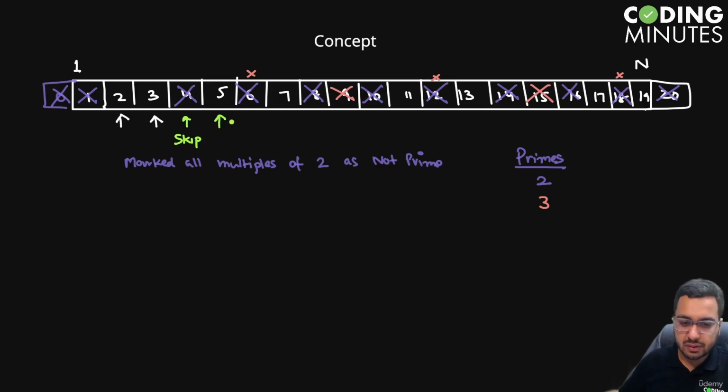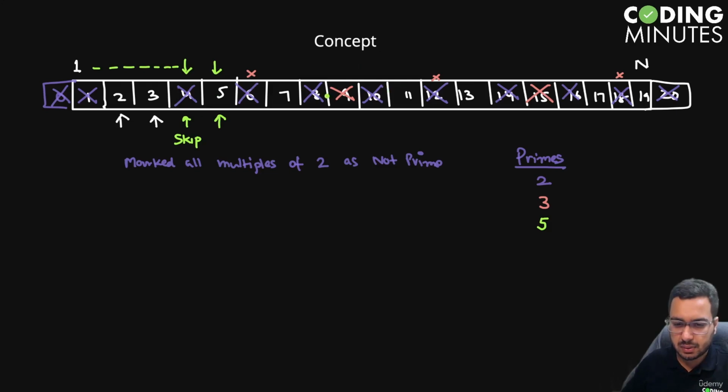So we go to 5, and we have already seen the numbers from 1 to 4. 5 is not marked by any of these numbers. That means 5 is a prime number because we have already iterated till n minus 1, and there is no divisor in the range 2 to n minus 1. We mark multiples of 5 as not prime.